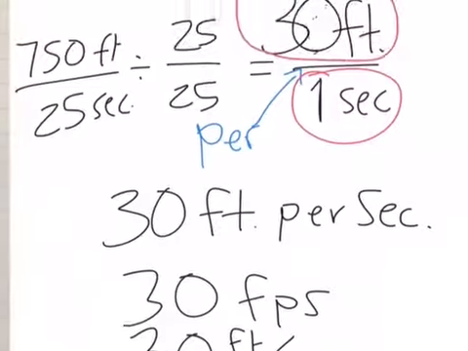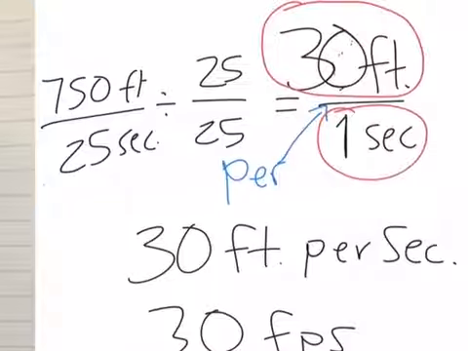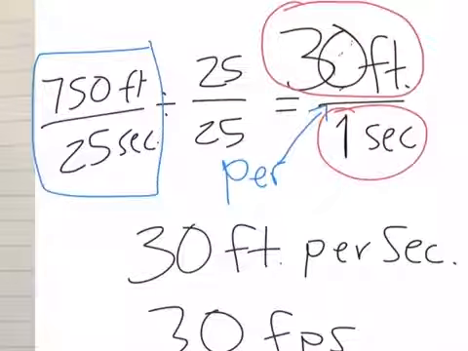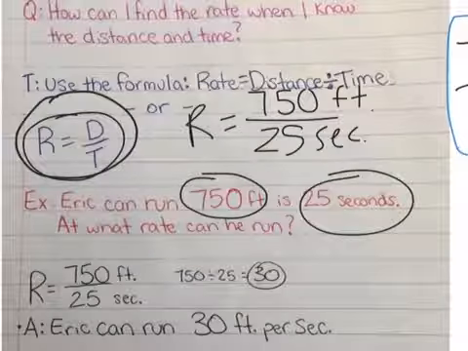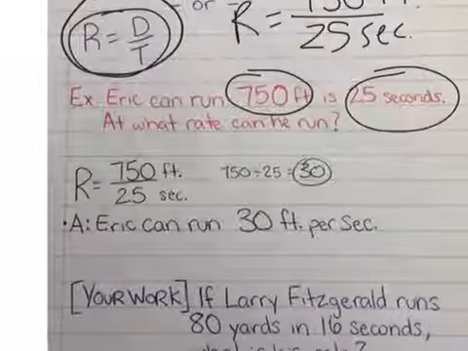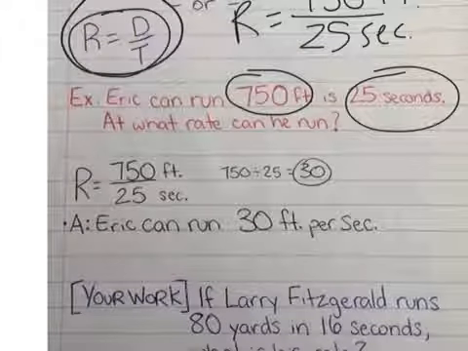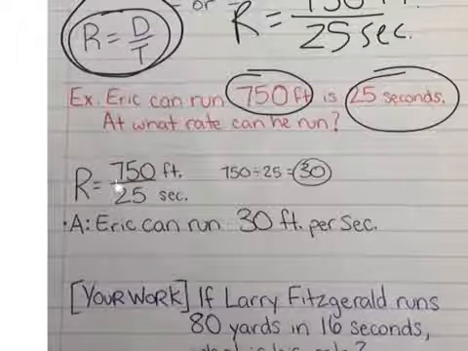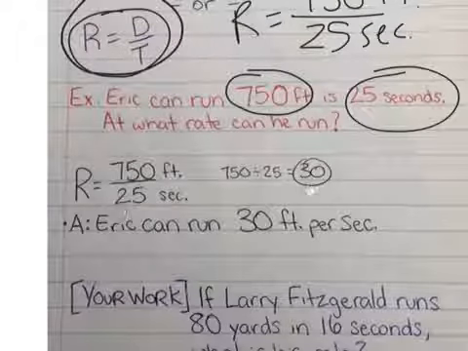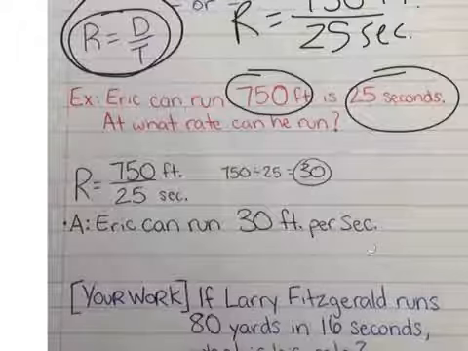But we do it the same way that we have been doing. We do step 1, which is write your ratio. Step 2, write the goal. And step 3, figure out how to get to your goal. We got 30 feet. So we come back over here to our notes. We see that Eric can run 30 feet per second. We do 750 divided by 25 gives you 30 feet per second.